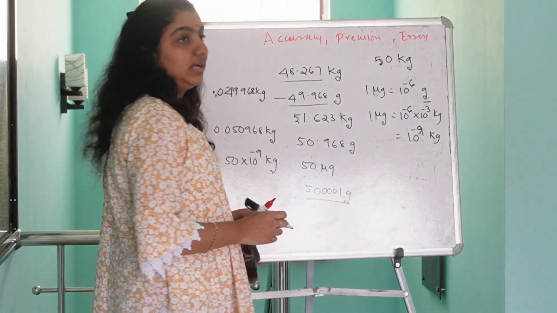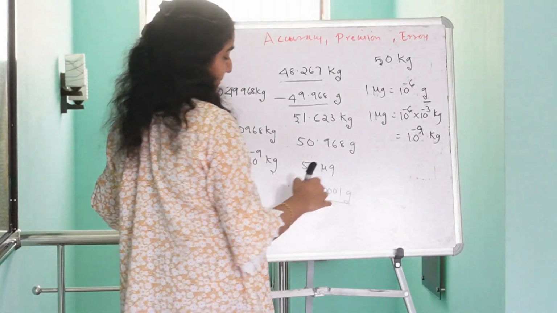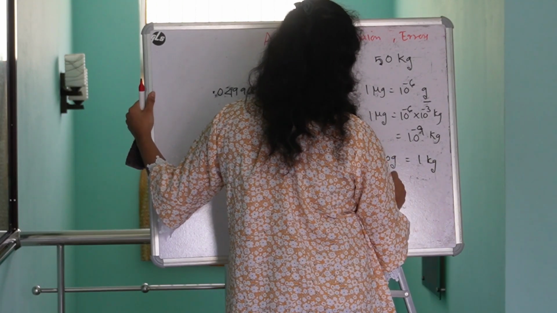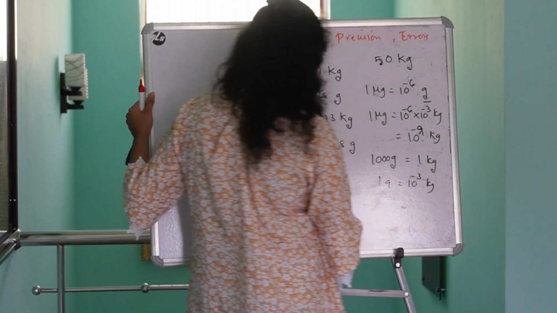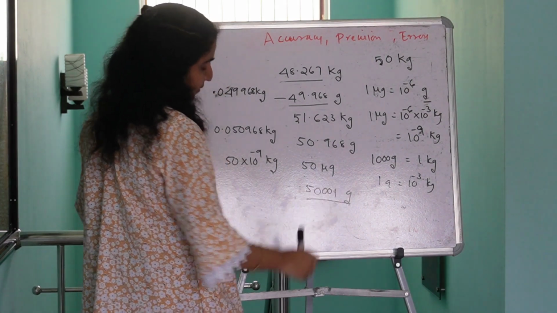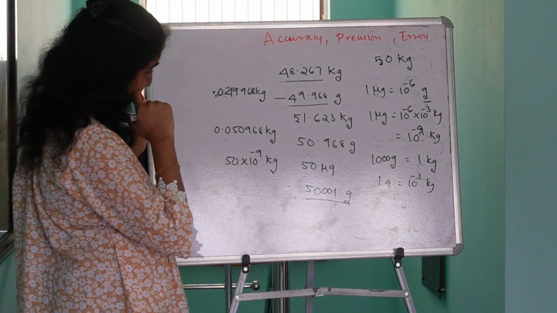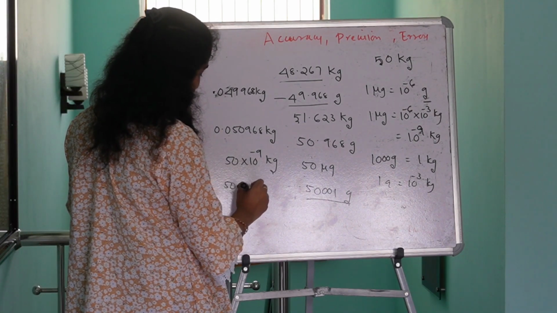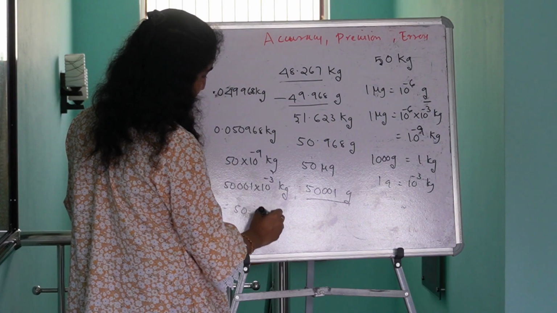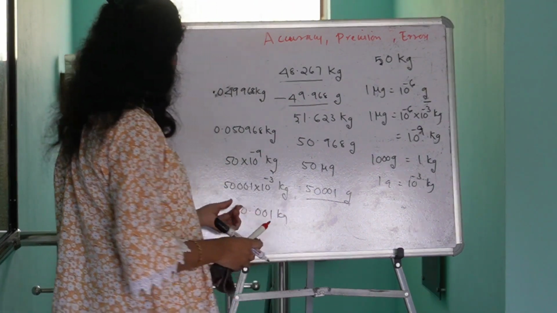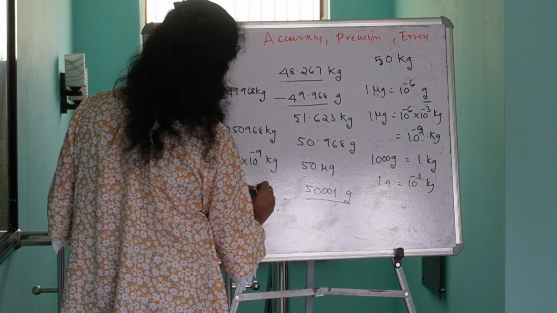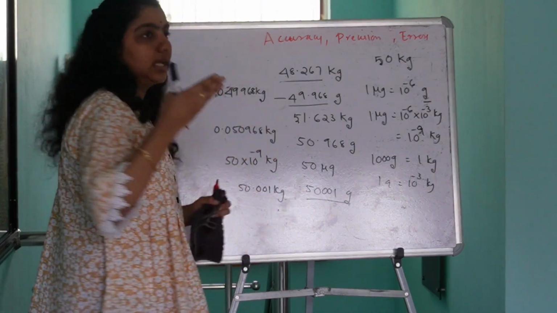Again, the last value is given in gram. Here we have to convert the given value into kilogram. Yes, 1000 gram is equal to 1 kilogram, so 1 gram is equal to 10 power minus 3 kilogram. So what is 50,001 kilogram, isn't it? Yes. So 50,001 into 10 power minus 3 kilogram is equal to 50.001 kilogram. So we got the last value as 50.001 kilogram.